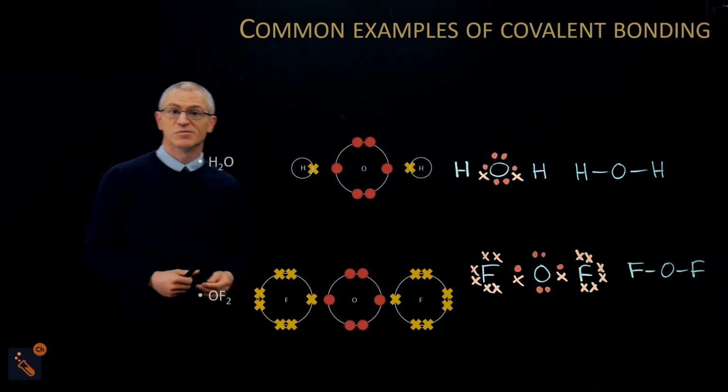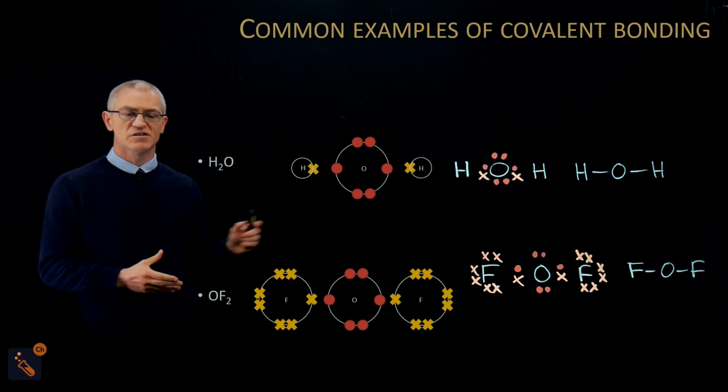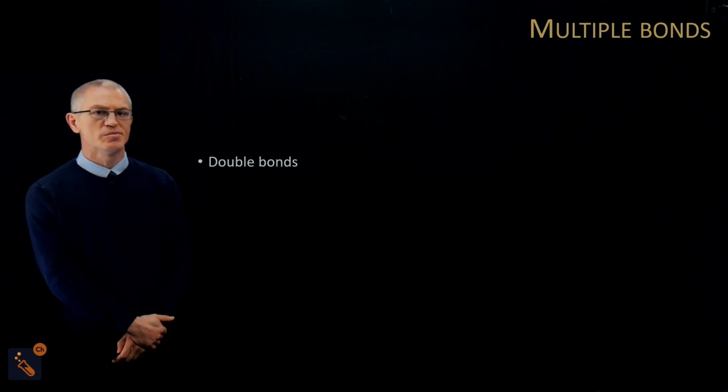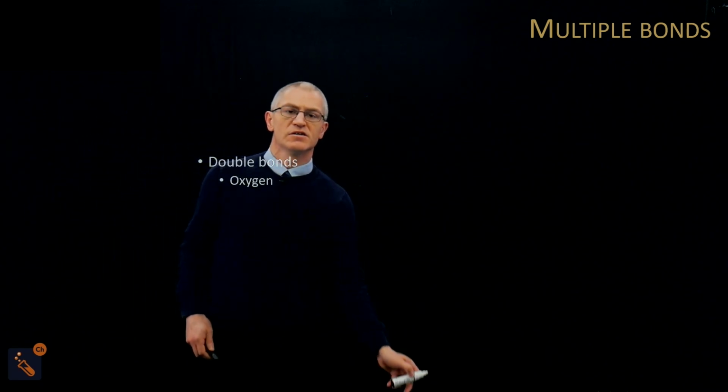And that's a common example I've seen in a lot of exam papers. Okay, but you see it's very similar to water, and it looks very similar in terms of the bonding, in terms of the electrons. We're now going to go on to discuss multiple bonds and then talk about average bond enthalpy. Now, first of all, double bonds. The most common one we're going to come across is oxygen. So let's look at oxygen.